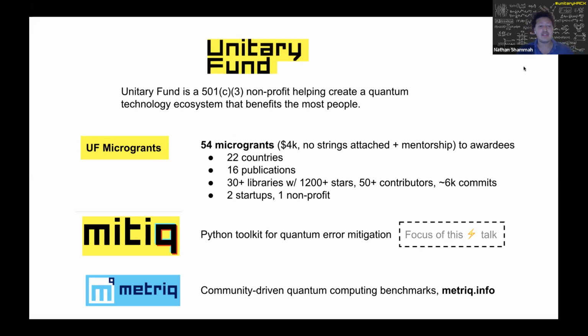So it really started as a lightweight effort with fast grants. I guess everyone in the room can agree that grant writing and bureaucracy can be a headache. And so the nonprofit has now awarded 54 microgrants. They're really micro grants because they're $4,000 with no strings attached, an application that can be made in 2 minutes online with a video. So the awardees are quite diverse, coming from 22 countries with various backgrounds.